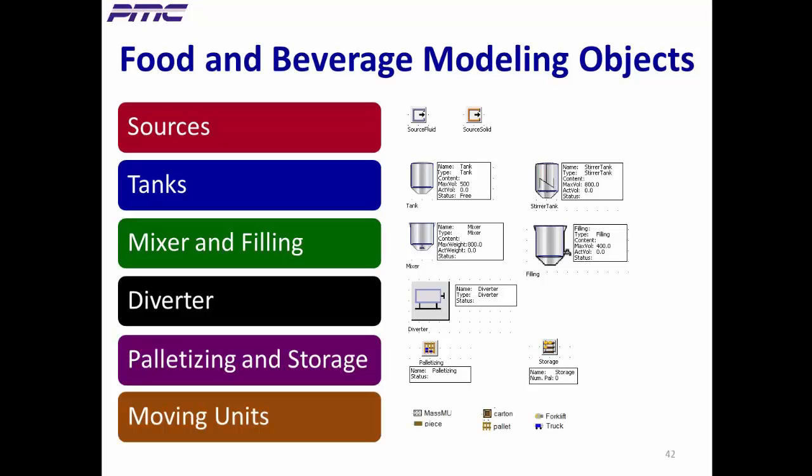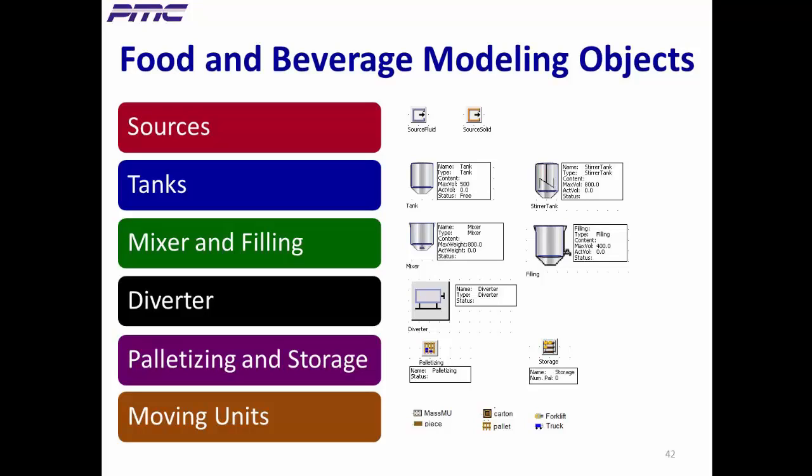Finally, there are several moving units which move through your process, including mass MU, produced by filling; piece, produced by the diverter; carton, to put products in; pallets contain cartons; forklifts move pallets; and trucks make deliveries.